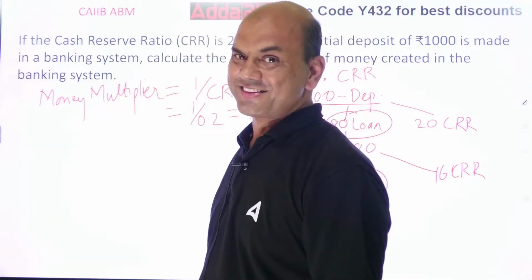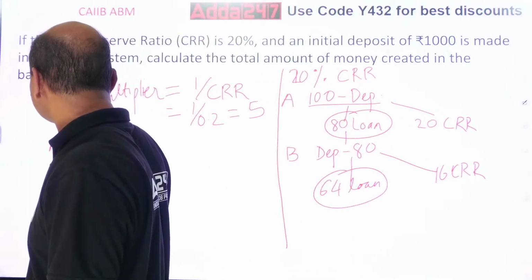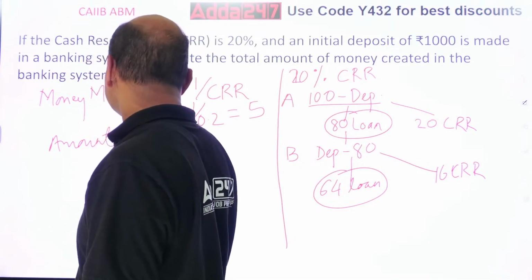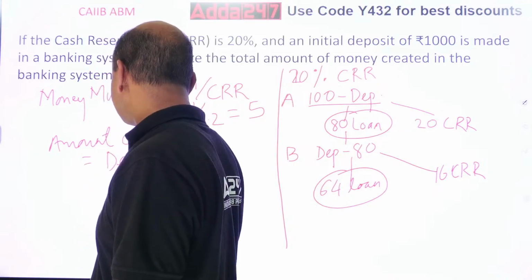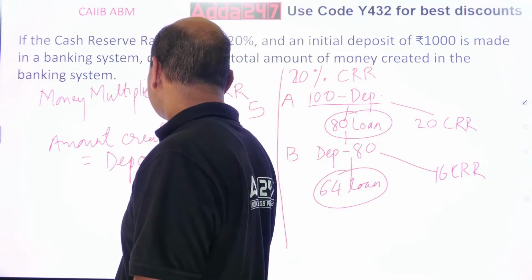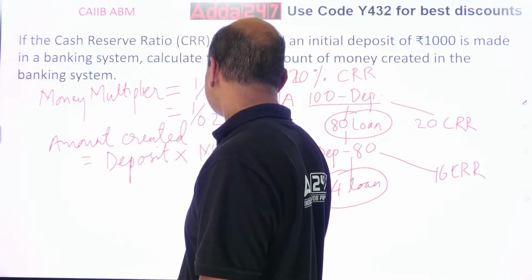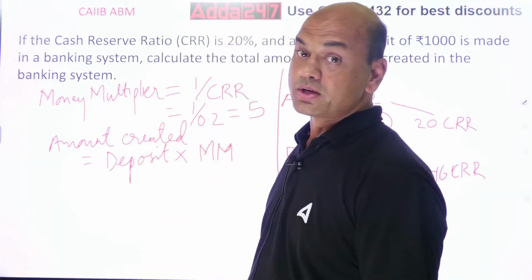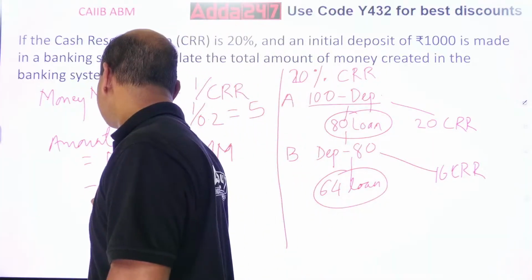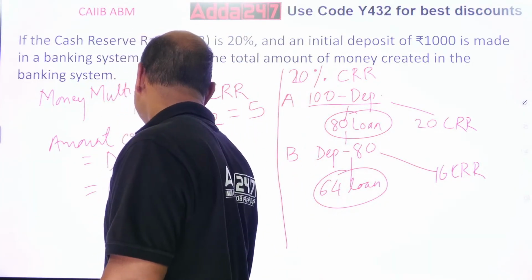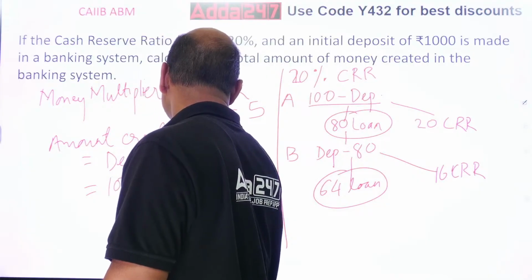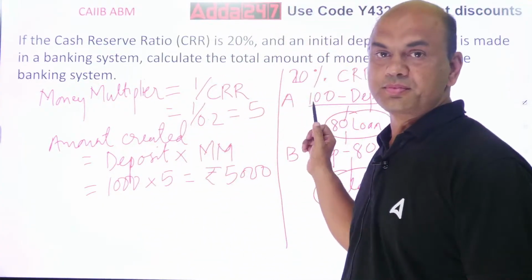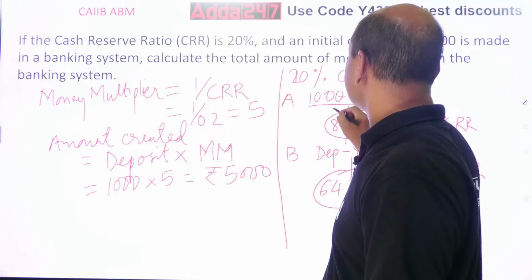Very tricky. So amount created, very important, equals deposit into money multiplier, MM. See this formula, deposit into MM. Okay, what is it now? Deposit is 1000 into MM is 5. So that is equal to 5000.